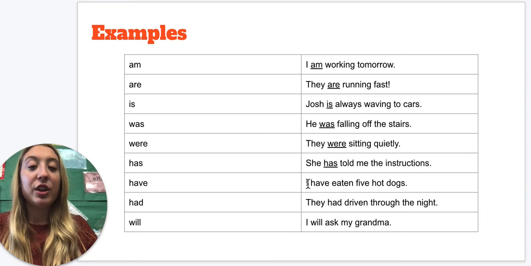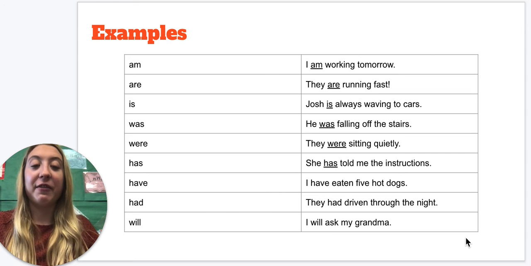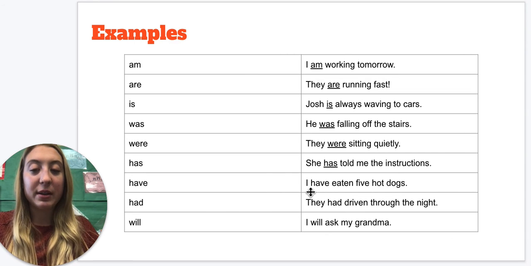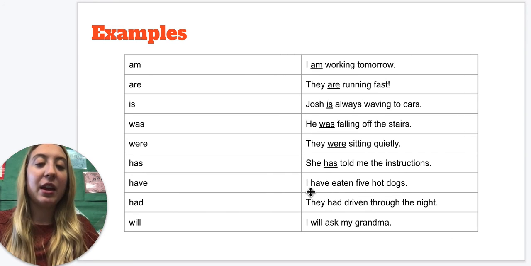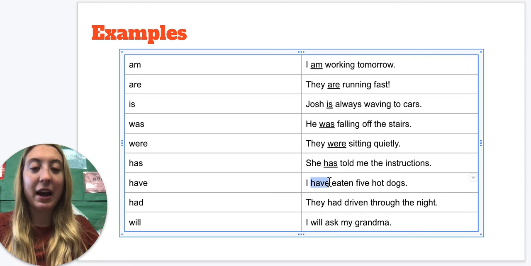Has. She has told me the instructions. So here's our main verb, told. It's an action expressing what she's doing. And has is right before. Now we have, I have eaten 5 hot dogs. So who is it about? It's about I. And then what am I doing? Eaten. And then right before, I have my have, which is my helping verb, helping my main verb, eaten.